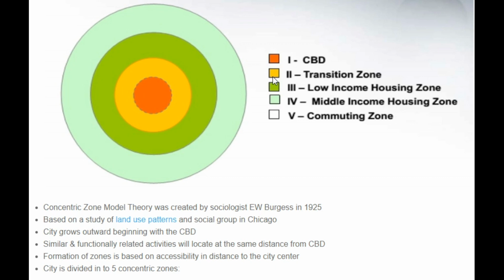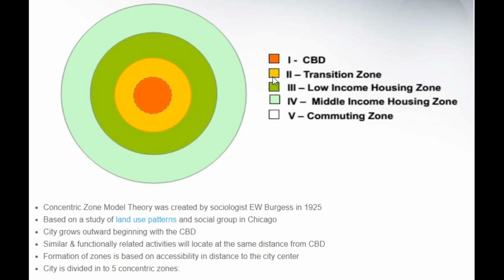Concentric zone model theory was created by sociologist E.W. Burgess in 1925 based on the study of the land use pattern and social groups in Chicago City in USA. He stated that cities grow outward beginning from the CBD, that is the central business district. Similar and functionally related activities will locate at the same distance from the CBD.